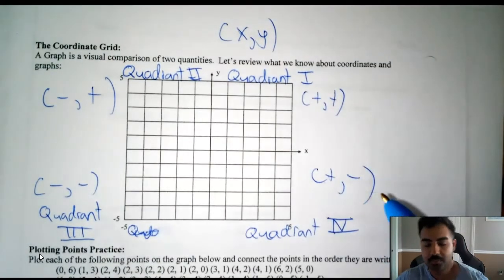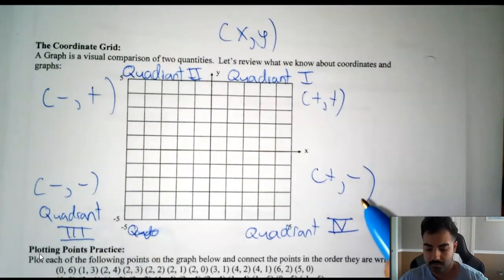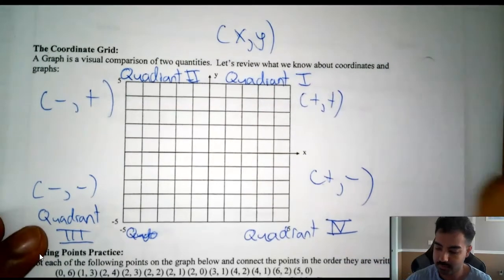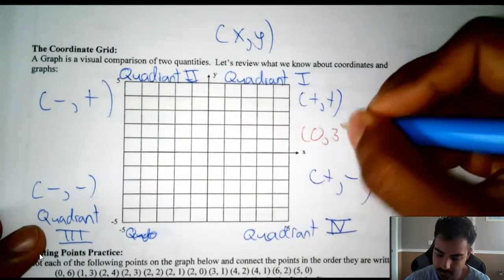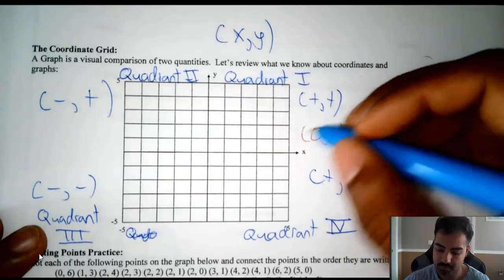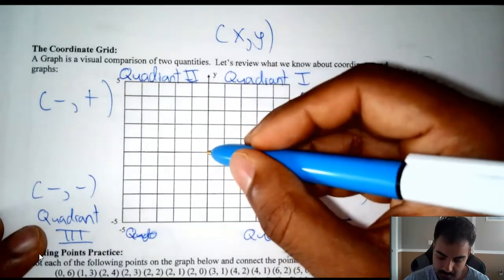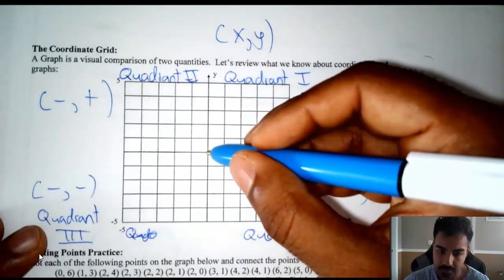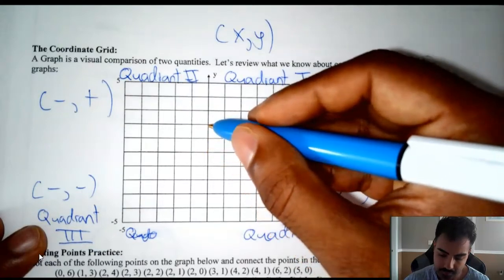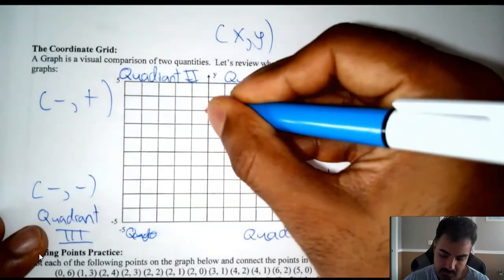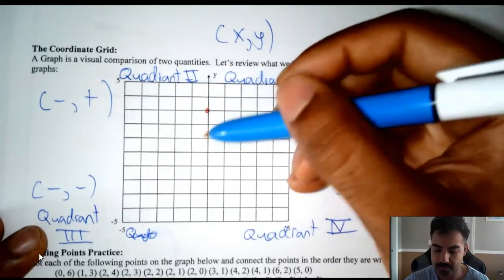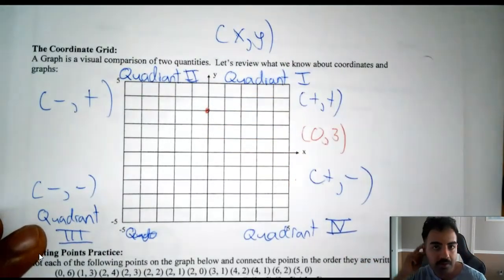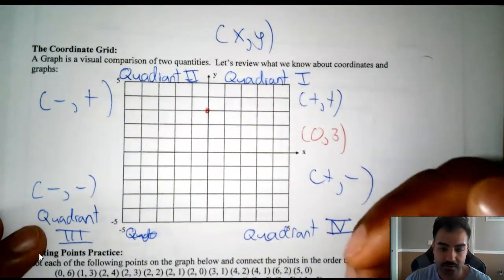So, for example, someone says plot the point, let me write it in red, (0, 3). Okay, so which quadrant is (0, 3) in? So you go in the graph, x is 0, right? And then 0, 1, 2, 3. So this is just on the y-axis between quadrants 1 and 2. So I guess it's not technically in either quadrant, but it's on the y-axis between the two quadrants.